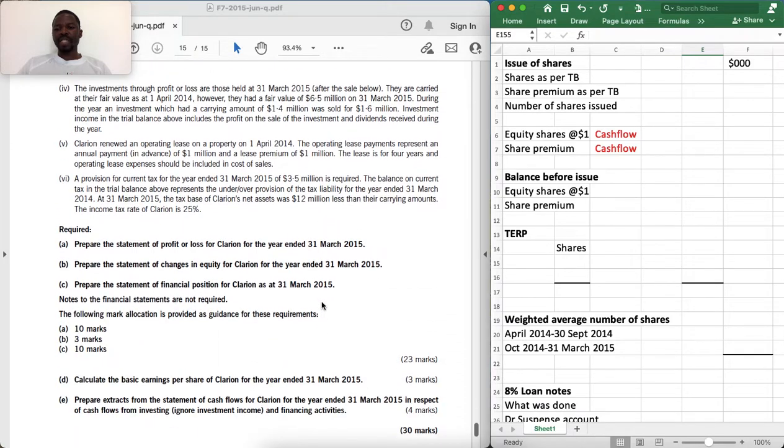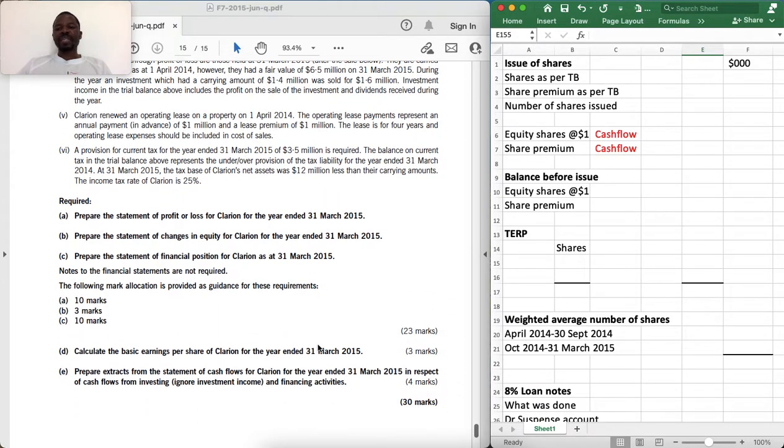Go to the required. Required: A, prepare the statement of profit or loss for Clarion for the year ended 31 March 2015. B, prepare the statement of changes in equity for Clarion for the year ended 31 March 2015. C, prepare the statement of financial position for Clarion as at 31 March 2015. D, calculate the basic earnings per share for Clarion for the year ended 31 March 2015.